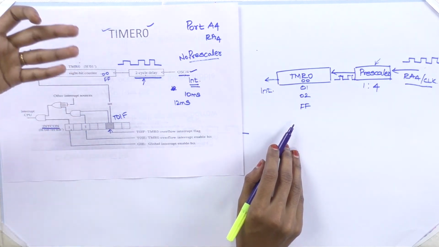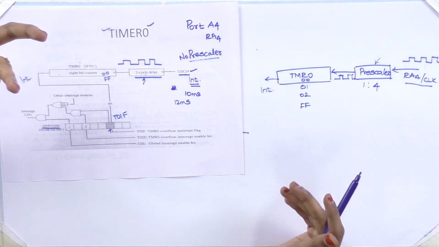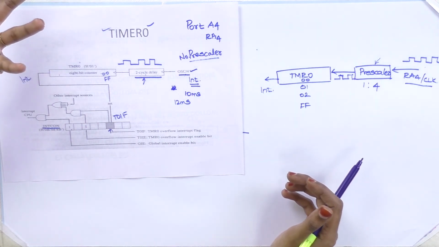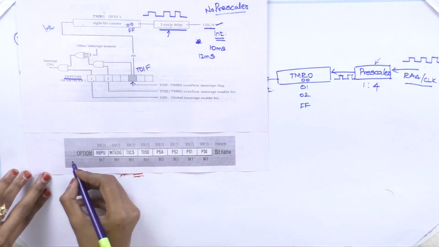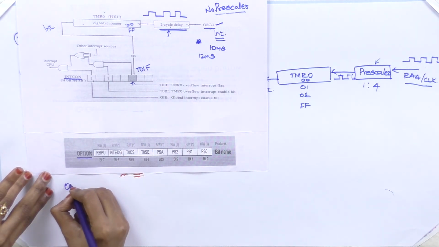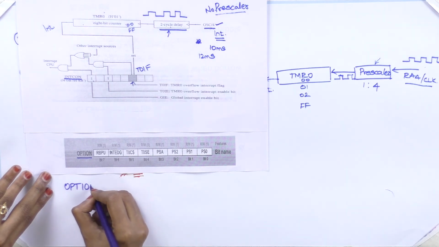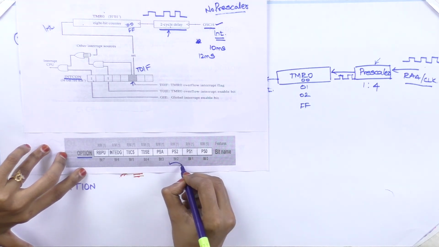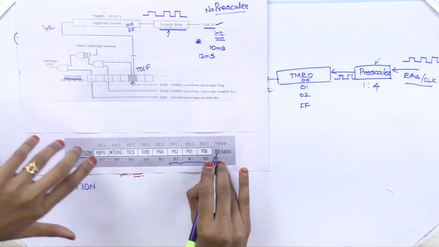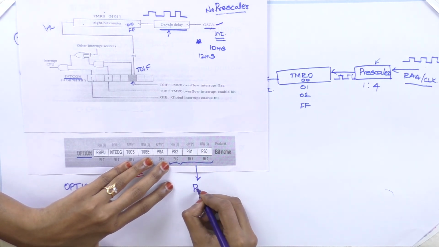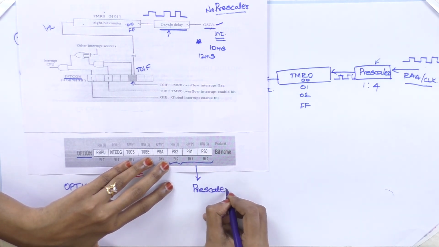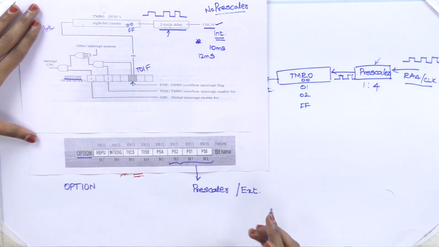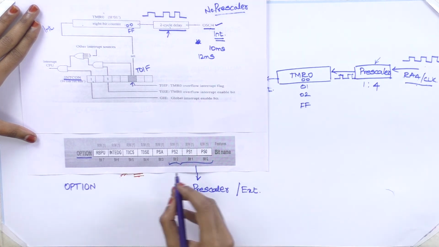So now we will see how this timer 0 is programmed to be used as timer or watchdog timer, how the prescaler value can be set and all. For programming this, we have a register called the option register. In this, bit number 0 to bit number 2 are used to set the prescaler value. This prescaler value is used only when we use the external clock on RA4.